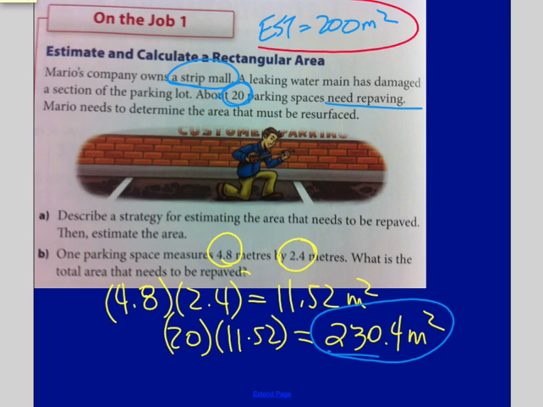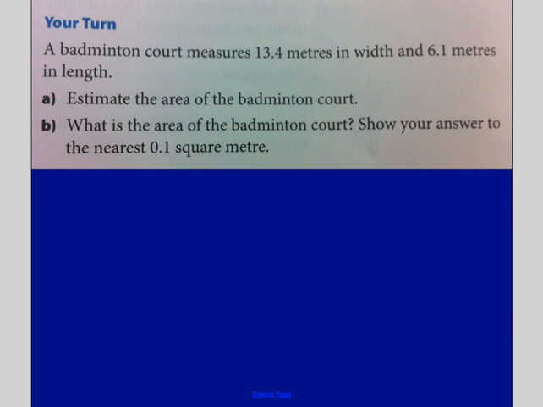Here's the actual measurement, 230.4 square meters. Here's the estimate, and I've finished. Now, if you knew how much it cost per square meter to pave that, you could calculate what it would cost. This is how simple this is all going to be. So we're not going to spend lots of time on this.